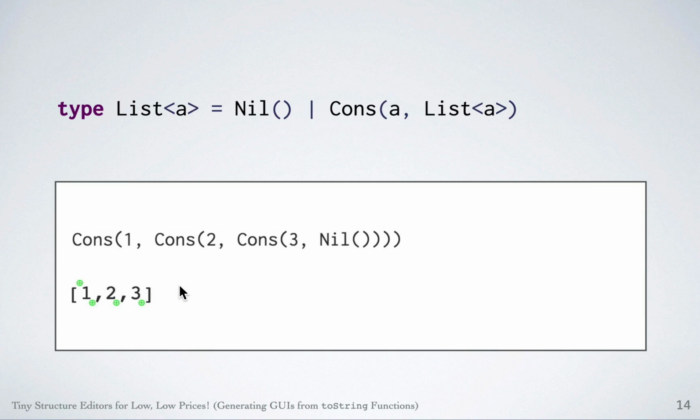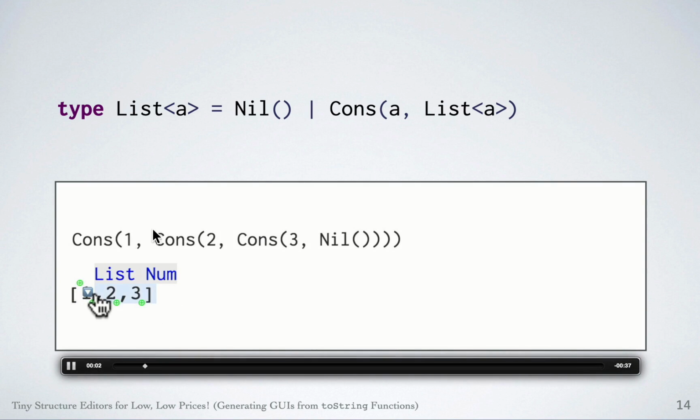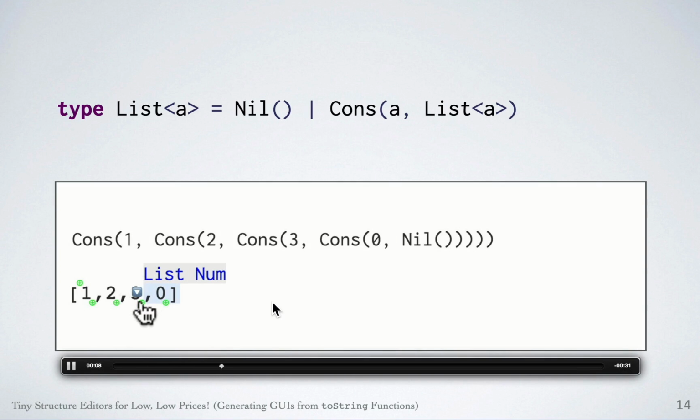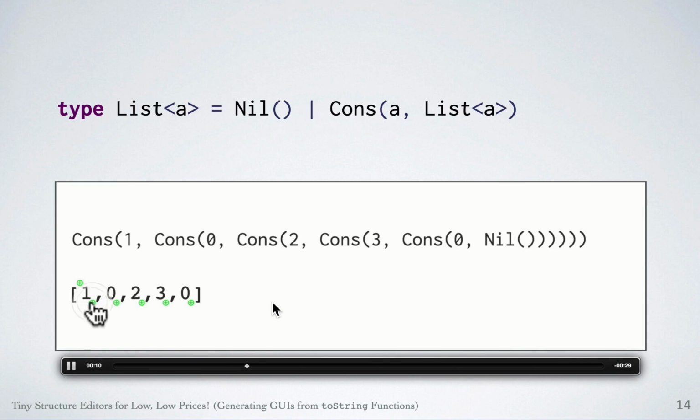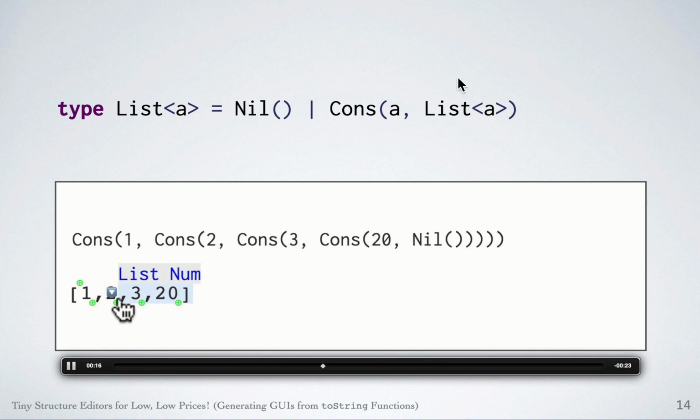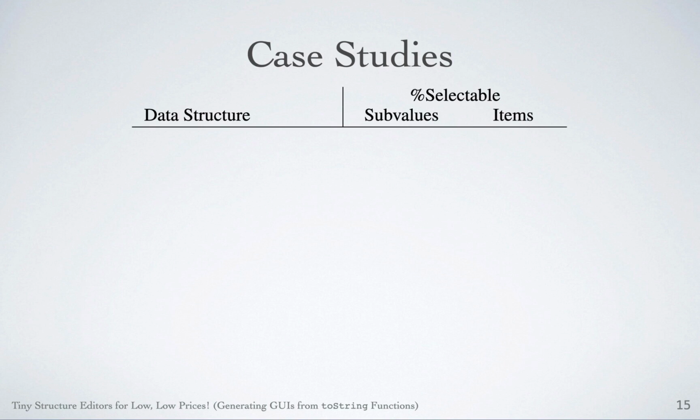Here's an example for a list. You can see the toString output for the list is cleaner than the programmatic representation. Here I'm showing that you can select all the different sublists. And for lists, we are also able to render insert and remove buttons, like so, to insert and remove elements, or remove an element there. And these insert and remove buttons are based on the type's structure here.